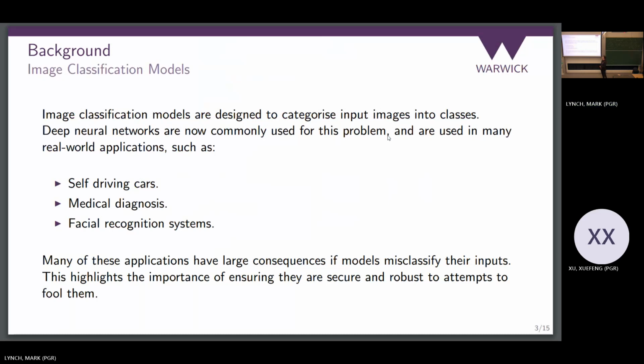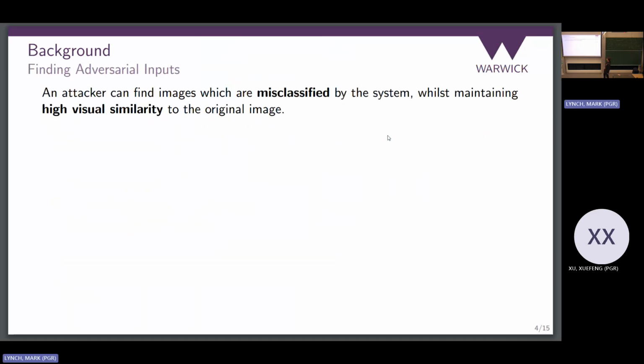I'll give an example now of how we might fool one of these image classification models. Deep neural networks in general are actually quite easy to fool, and adversarial examples are quite easy to find. So the goal of our attacker throughout this talk is to find an image which is misclassified by the system, whilst also maintaining high visual similarity to the original image.